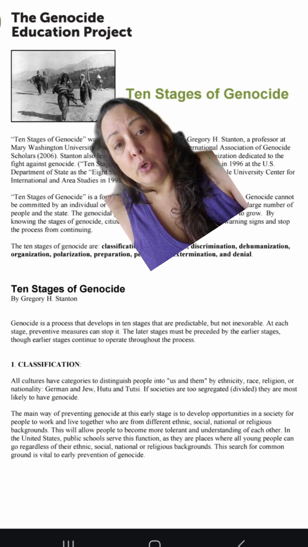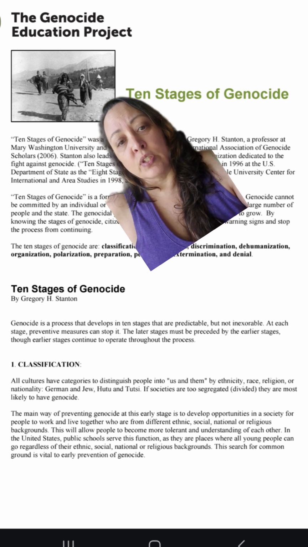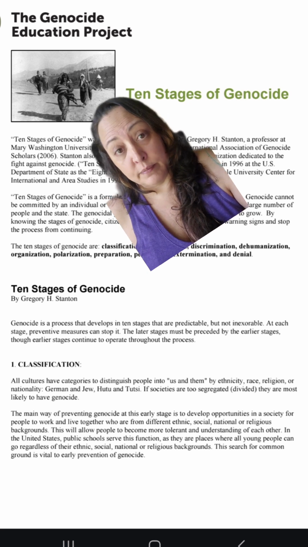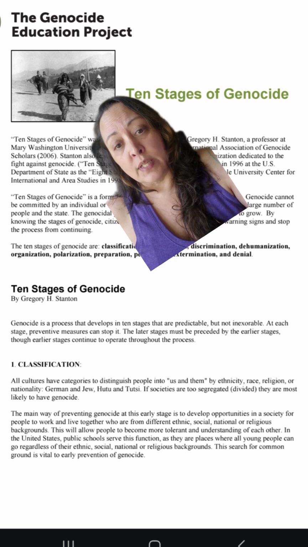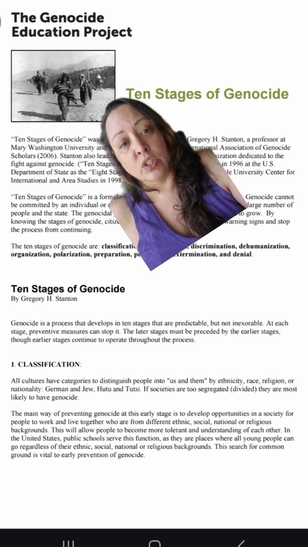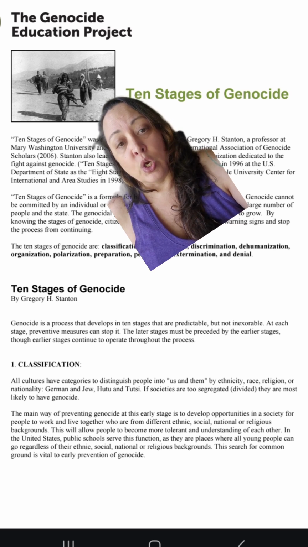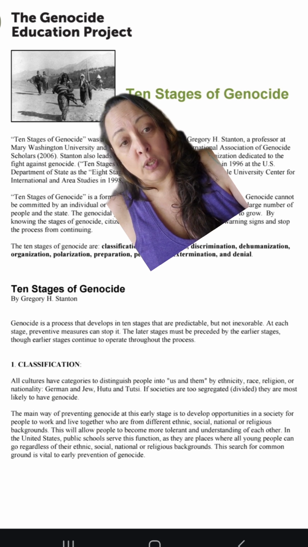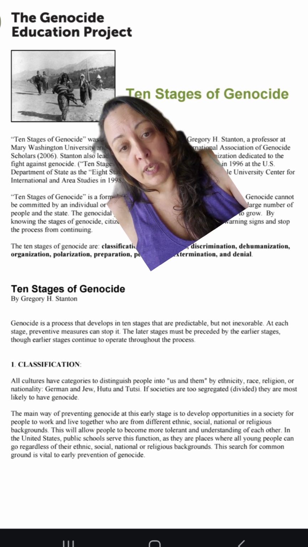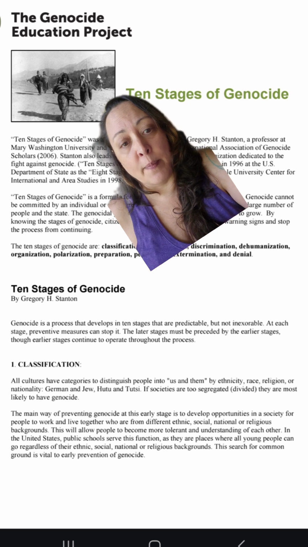German and Jew, Hutu and Tutsi. If societies are too segregated or divided, they are most likely to have genocide. The main way of preventing genocide at this early stage is to develop opportunities in a society for people to work and live together who are from different ethnic, social, national, or religious backgrounds. This will allow people to become tolerant and understanding of each other.